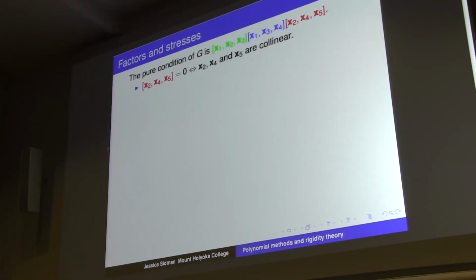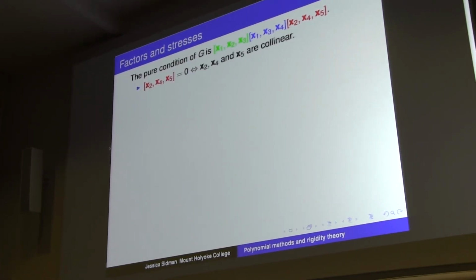The geometric interpretation of the vanishing of the red bracket is the same. It's that 3 points are collinear. But what changes now is what happens when I look at the induced subgraph and I look at the rigidity matrix.